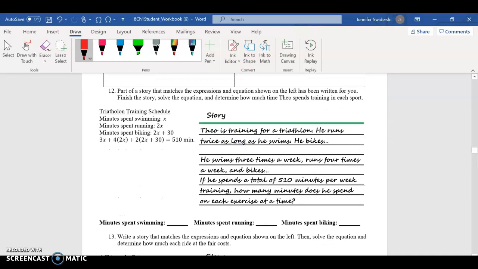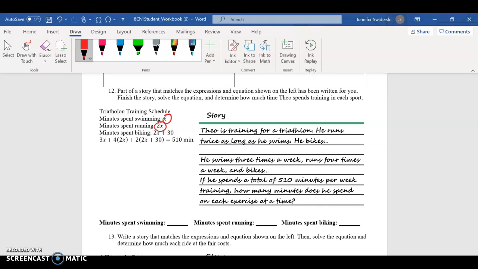these. Okay, it says, part of the story that matches the expressions and equations shown on the left has been written for you. Finish the story, solve the equation, and determine how much time Theo spends training in each sport. So it says the minutes that he spends swimming is X. The minutes he spent running is 2X. So that must mean he spends 2 times more running than swimming. And he must really like biking because he bikes for 30 minutes more than he does swimming.